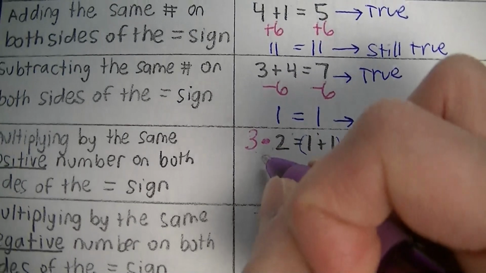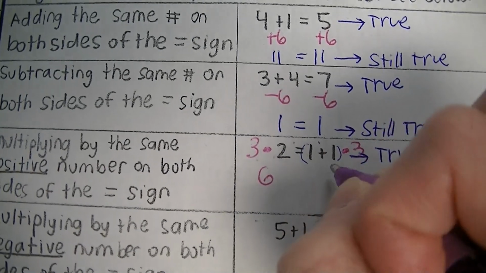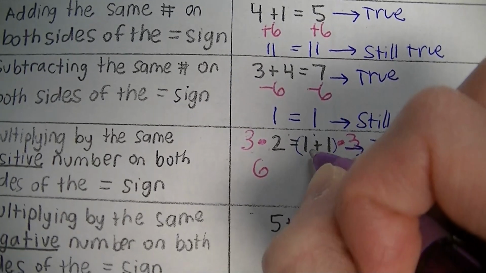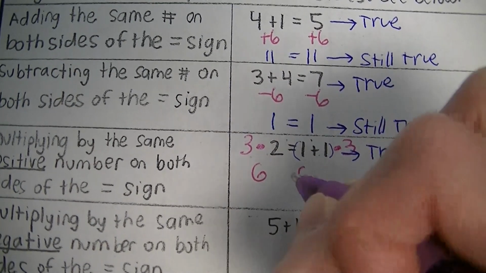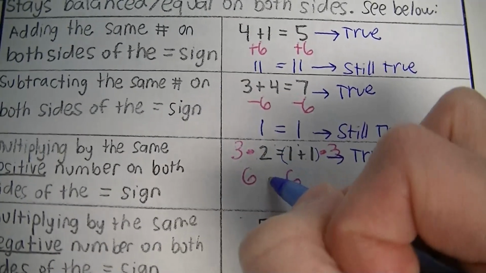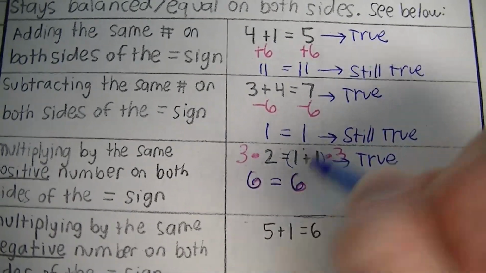3 times 2, that's 6. And then we got right here, 1 plus 1 is 2. 2 times 3 is 6. Yeah, doesn't 6 equal 6? Sorry, that should be in blue. Yeah, that's still true.